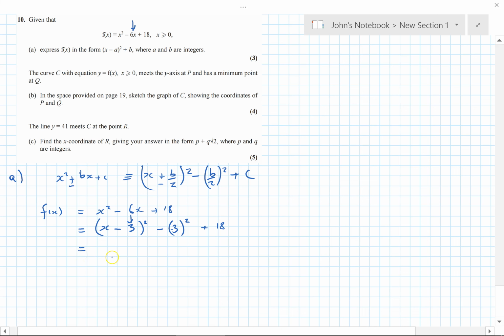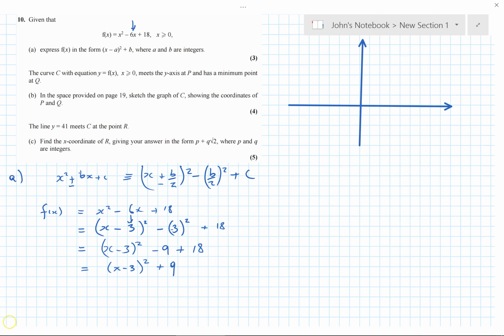So then that equals x minus 3 squared minus 9 plus 18. So that's x minus 3 squared plus 9. Right, okay, so now it talks about page 19. Of course, we haven't got page 19. It wants us to do a sketch.